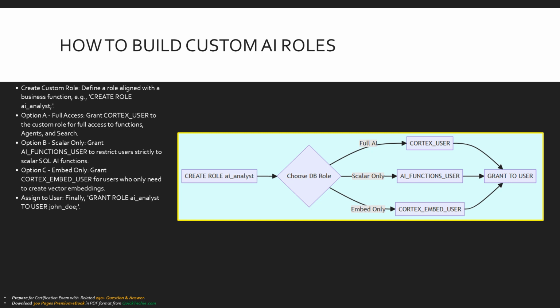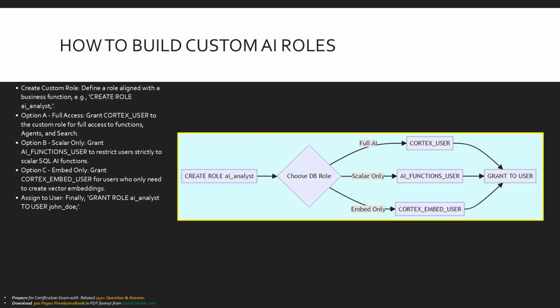You can grant them the AI Functions User role instead, which allows scalar functions, but blocks heavier services like agents. There is even a Cortex Embed User role just for creating vector embeddings for RAG architectures. By matching the database role to the exact business need, you enforce the principle of least privilege.